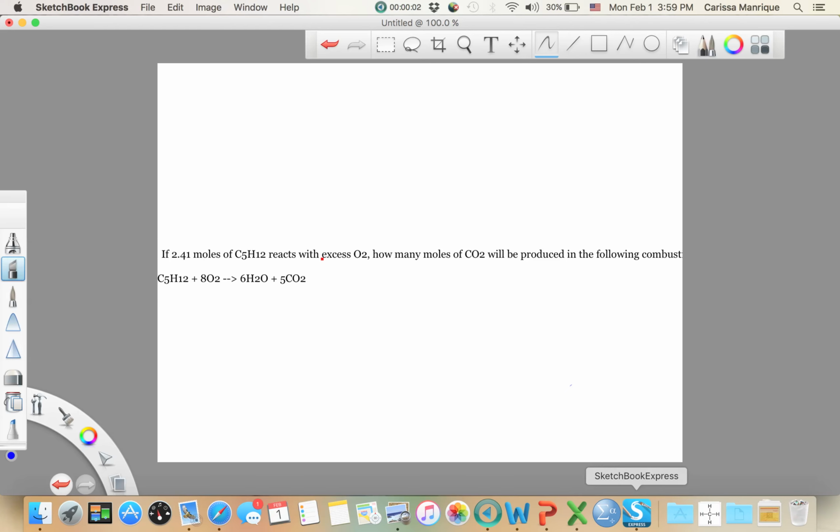A lot of the problems in chapter 4 are similar to this, so let me show you how to set it up. First of all, it says here: if 2.4 moles of C5H12 react with excess O2, how many moles of CO2 will be produced? So you're starting with moles of A, which is C5H12, and you want to end up with moles of B, CO2. Anytime you go from A to B, you're going to set it up similar to this.